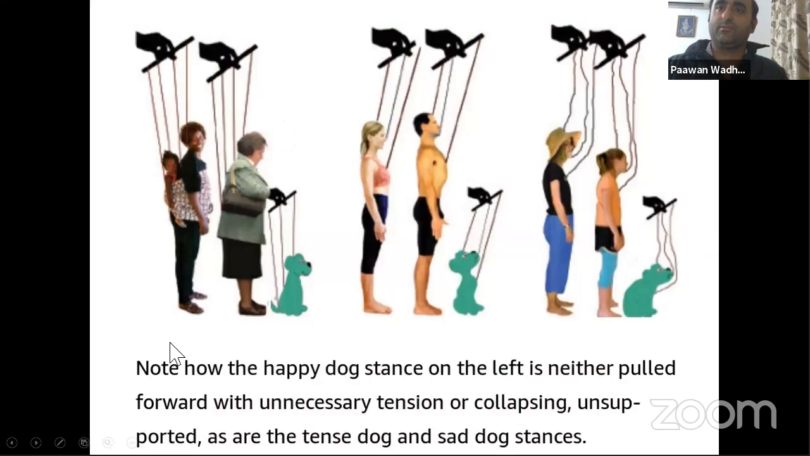Look at this depiction. Note how this is the happy dog. The happy dog stance on the left is neither pulled forward with unnecessary tension nor collapsing. So it is just a little pulling, but not backwards, not forward. There is no unnecessary tension. The person is well aligned and happy. But here is so much tension, the tense dog, and this one is drooping down without any pull, an unsupported, sad dog. So you should be like this always.